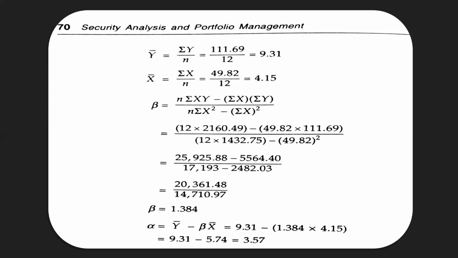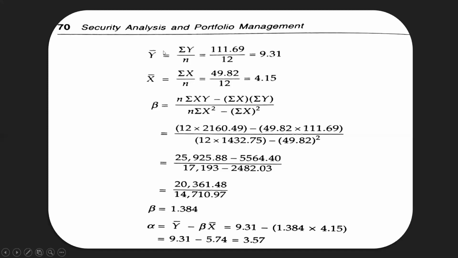Now we need to calculate the alpha value. The alpha value is y bar minus beta into x bar. So to calculate the y bar, we have calculated the sigma y divided by the total number of items in the y column, that is 111.69 divided by the number of items, which is 12, which will give you 9.31. X bar is sigma x by n, which is 49.82 divided by 12, which will give you 4.15.